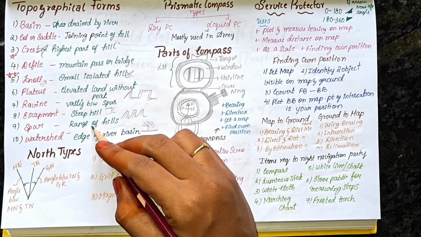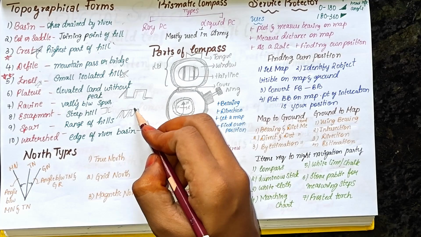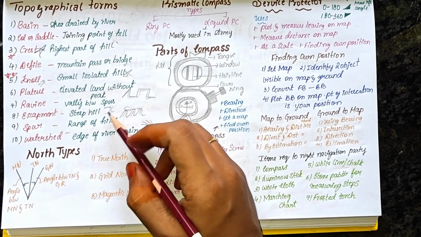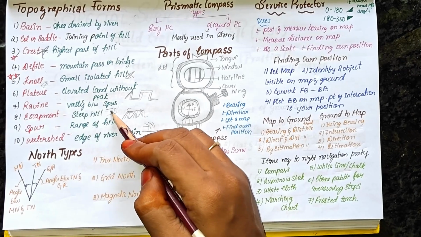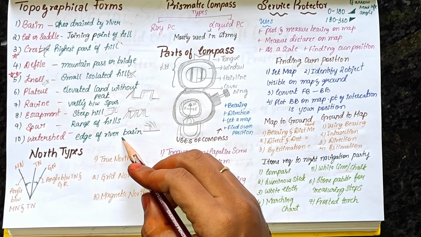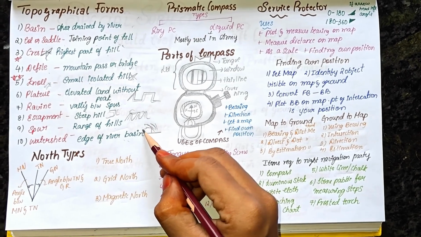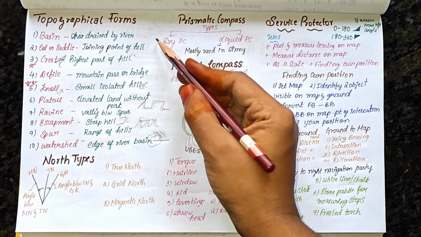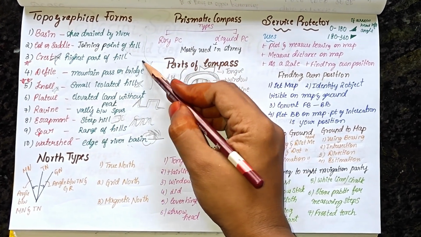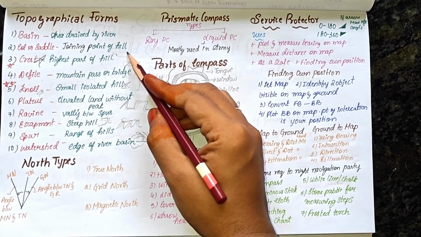What is a spur? The range of hills, like the range from here to here, is known as spur. And escarpment is a steep hill. Watershed is the edge of the river basin. So when the river basin is like this, there will be an edge, and it is known as a watershed. I have only written some important topographical forms. There are some more topographical forms present.